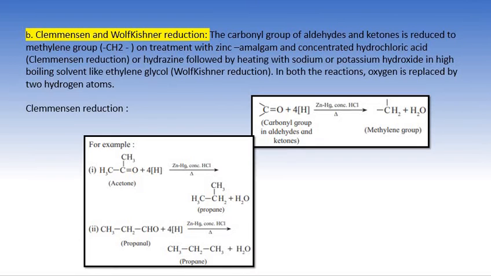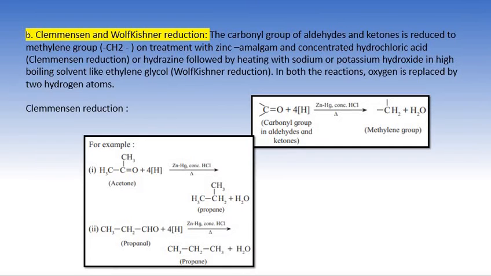Now the reduction: Clemmensen and Wolff-Kishner reduction. The carbonyl group of aldehydes or ketones will be reduced to a CH2 group or methylene group on treatment with zinc amalgam and concentrated HCl. This reaction is called Clemmensen reduction. Or hydrazine followed by heating with sodium or potassium hydroxide in a high boiling solvent like ethylene glycol. This kind of reduction is called Wolff-Kishner reduction. In both reactions, the CO group is converted into a CH2 group.